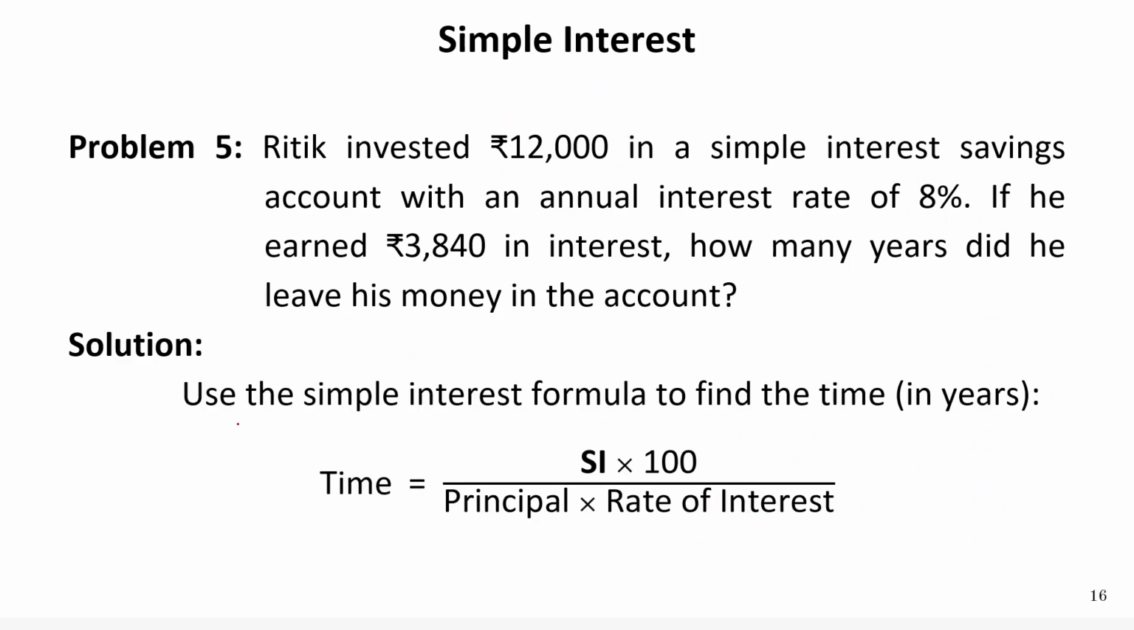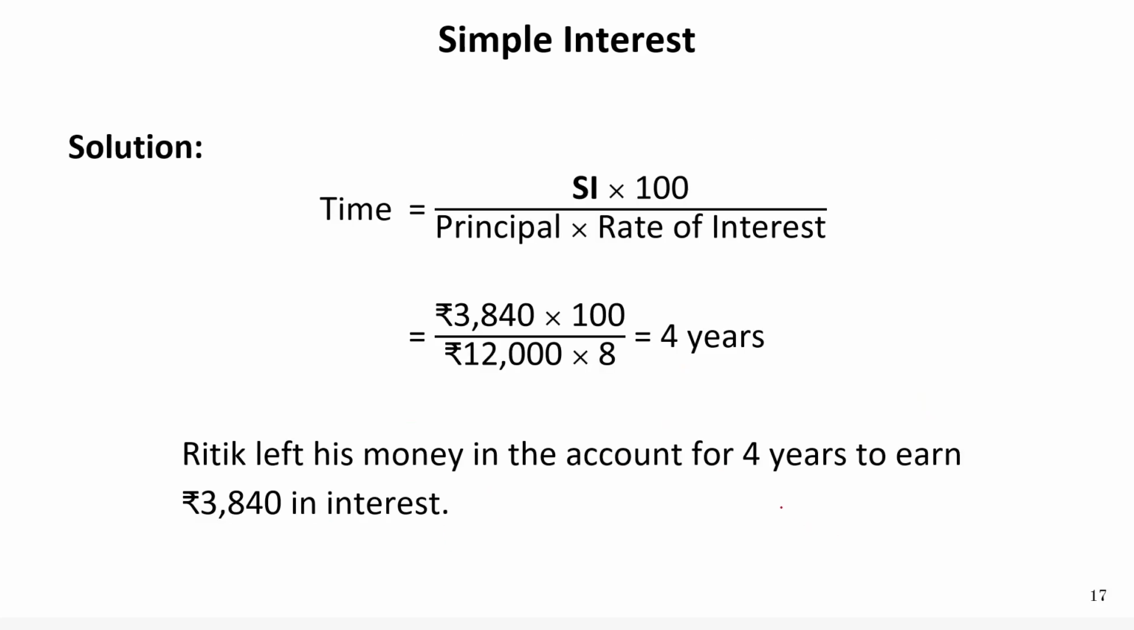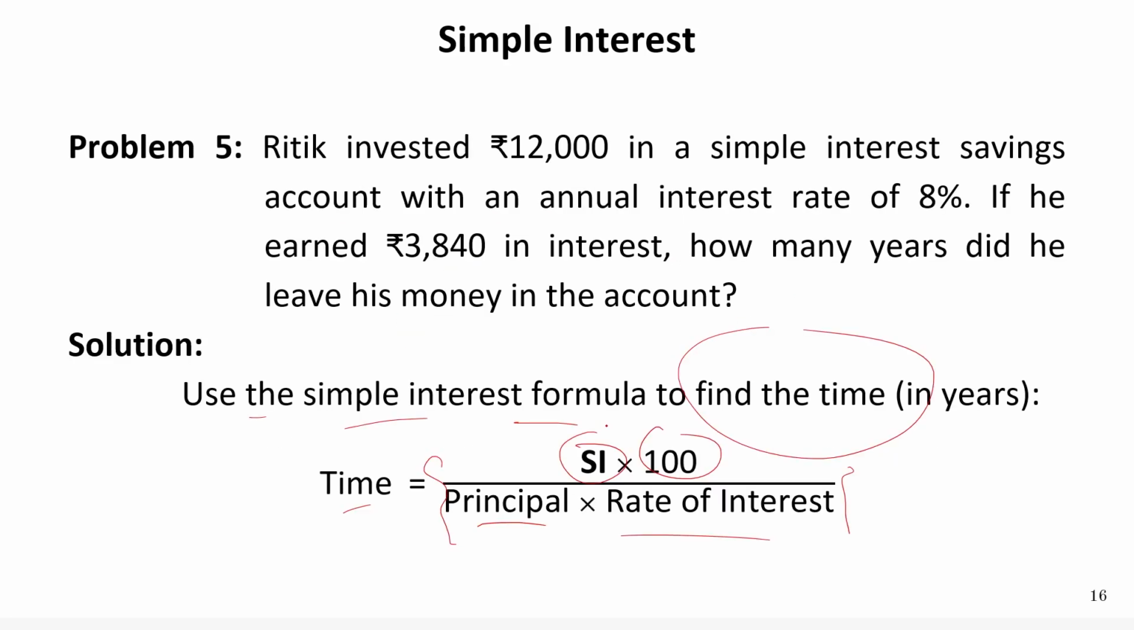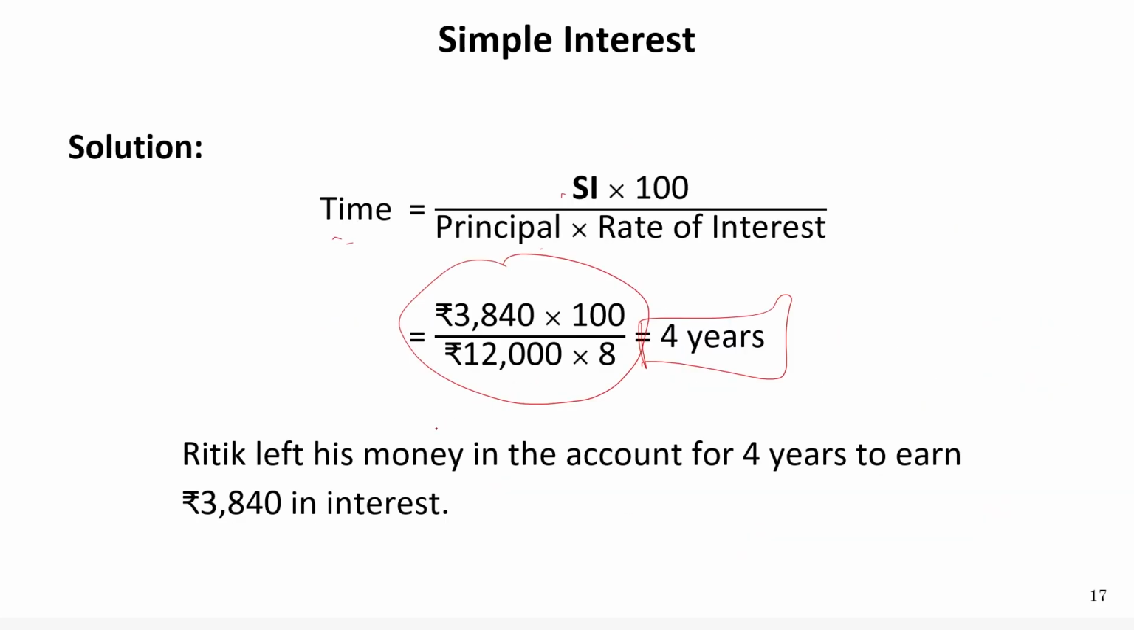Okay. So let's do the step-by-step solution, that is using the simple interest formula to find the time. So SI into 100 by principal into rate of interest, after taking the time, that is the unknown term here, into the left hand side, and taking all the known terms in the right hand side. So time is equal to what? SI into 100 by principal into rate of interest. This is equal to this much. So this is nothing but 4 years, as we have calculated right here. So Ritik left his money in the account for 4 years to earn this much amount, that is 3,840 in the interest, using the simple interest.